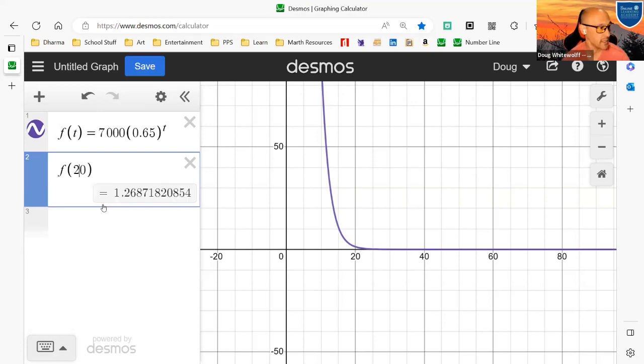Let's try 20. Down to 1.2. Okay, what about 25? Well, so right there. So at 20 days, there's 1 left. At 21 days, there's less than 1 left. You can't have less than 1 of a thing like bacteria. So 21 days, it looks like.